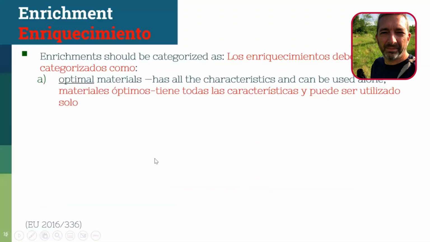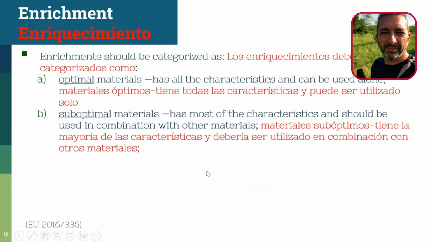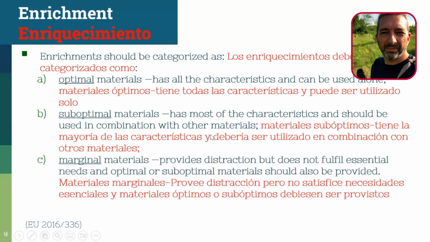So when you weigh up the types of properties that the enrichment should have, we can then begin to categorize them into what we think are optimal. So it has all those characteristics and they could be used alone. Suboptimal, maybe they have some of the characteristics but need to be used in combination with other materials. And then we do have marginal materials. So maybe they provide distraction, but they really do not fulfill essential needs. And optimal and suboptimal materials should also be provided. So these types of materials that we put in probably do not have any kind of biological positive effect.